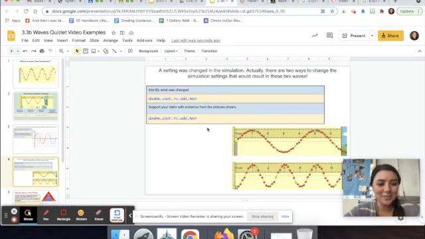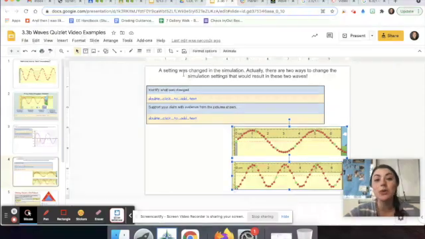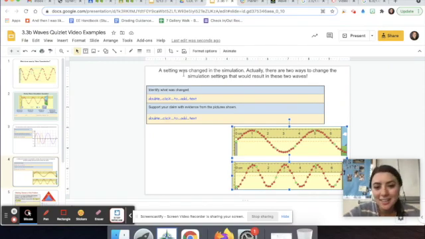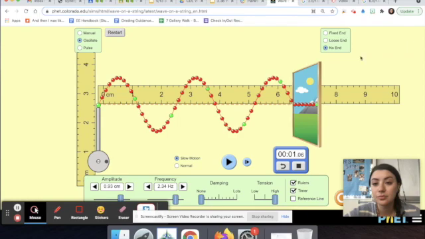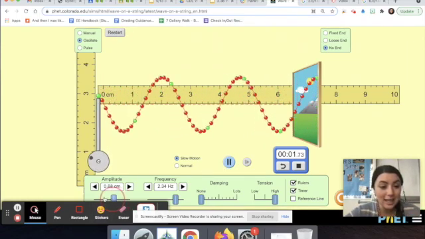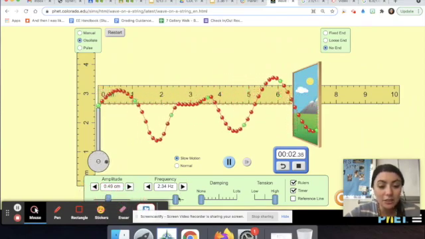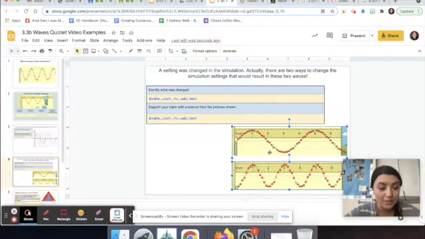All right, next sort of example problem. It says that, okay, so we have 2 different waves and a setting was changed in the simulation. There's 2 ways to change the simulation to get this. You just need to pick one of these waves. So what I would suggest to you for this one is go ahead and open up the PhET simulation. And you can just go ahead and press play and start messing around with these dials and see what you can change to make this wave look like the waves in this picture. And once you figure out what you changed to make these 2 waves, that's going to be your answer.